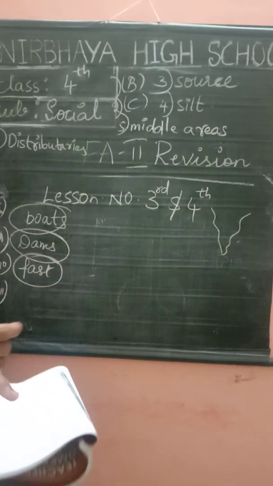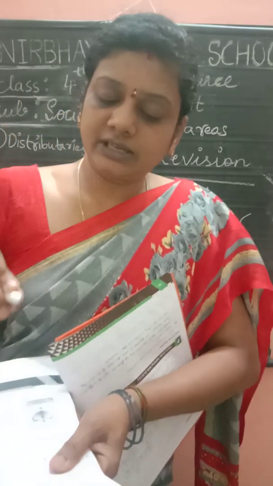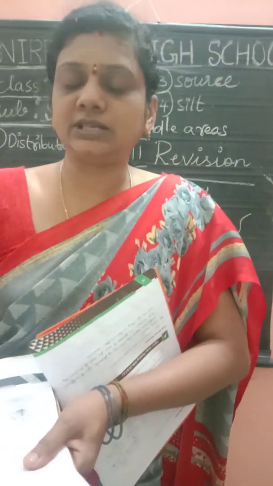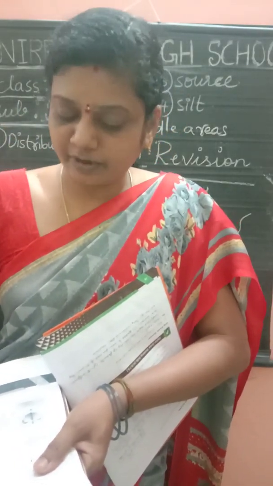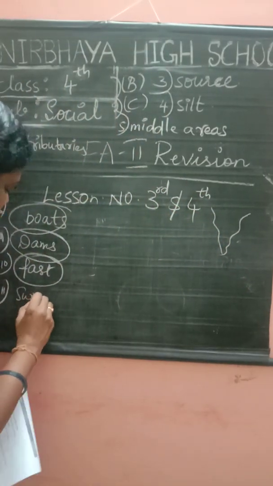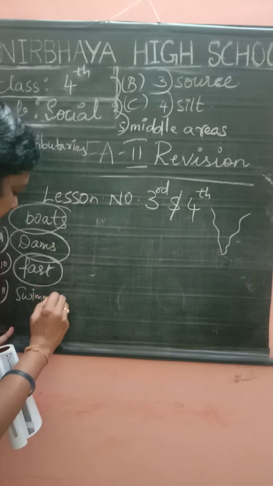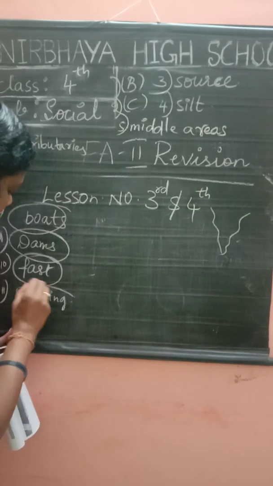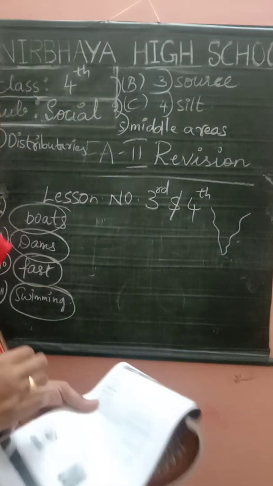And the 11th one, children. Dash is a recreational activity done in rivers. Which one? Farming or swimming? It is swimming. Recreational. You have to circle. Okay, understood, children?